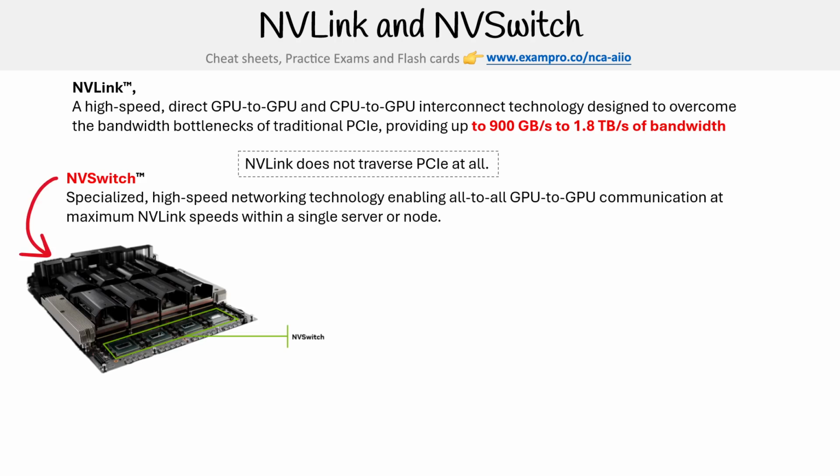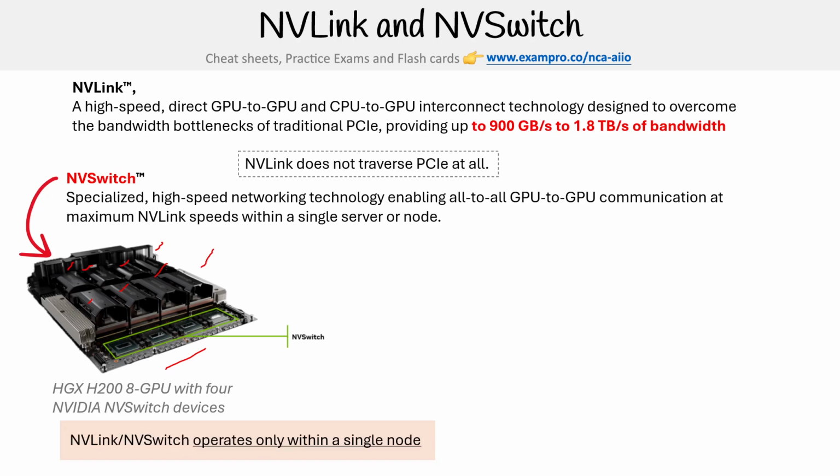Then we have NVSwitch. So this is a specialized high-speed networking technology enabling all-to-all GPU-to-GPU communication at maximum NVLink speeds within a single server or node. And the one we're looking at here is the HGX H200 8-GPU with 4 NVIDIA NVSwitch devices. So you're not just seeing the NVSwitch, because the NVSwitch is right there on the front. You see it highlighted in green, but you can see that it has 8 graphics cards in there. The NVLink NVSwitch operates only within a single node.